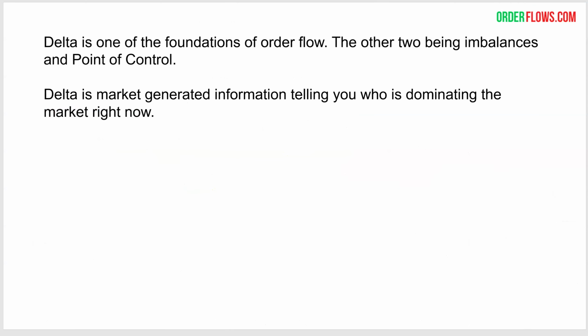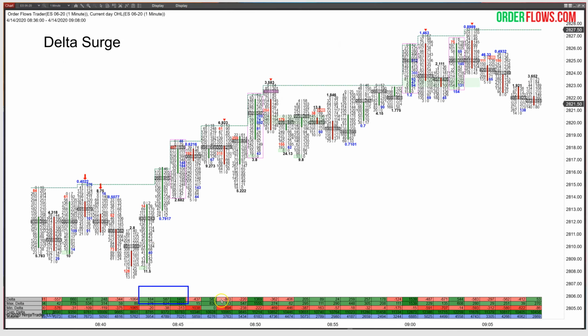So delta, to me, is one of the foundations of order flow, the other two being imbalances and point of control. What makes delta so powerful is it's market generated information that tells you who is dominating the market right now. So what the Delta Surge is going to do is take all this information. Every bar has a delta, and it's looking for increasing delta, either increasing positive or increasing negative.